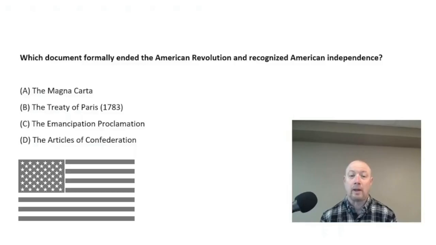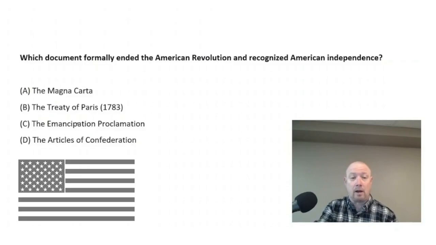Which document formally ended the American Revolution and recognized American independence? Is it A, the Magna Carta, B, the Treaty of Paris, 1783, C, the Emancipation Proclamation, or is it D, the Articles of Confederation? All right, so let's eliminate some choices on here.